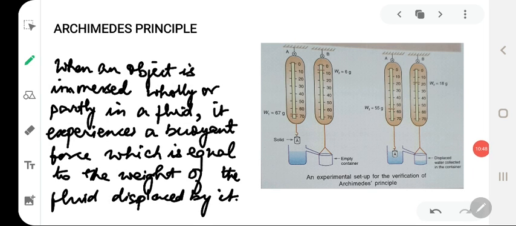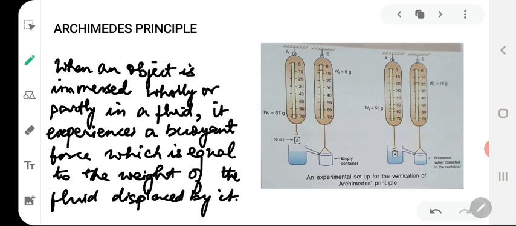Now, when an object is immersed wholly or partly in a fluid, it suffers an apparent loss in its weight. This apparent loss in the weight of the object is equal to the weight of the fluid displaced by it. Now, as you can see in the figure right now on your screen, if a setup like this is used, in the first case you are having a solid object A whose weight as measured by the spring balance is 67. Now there is an empty container whose weight is right now 6 gram as measured by the second spring balance.